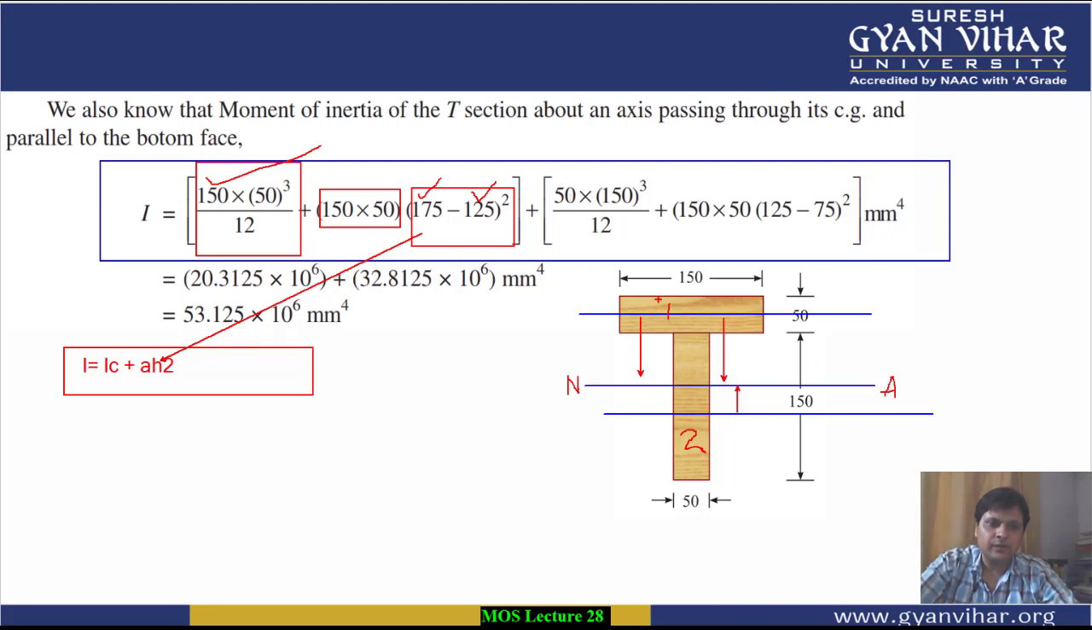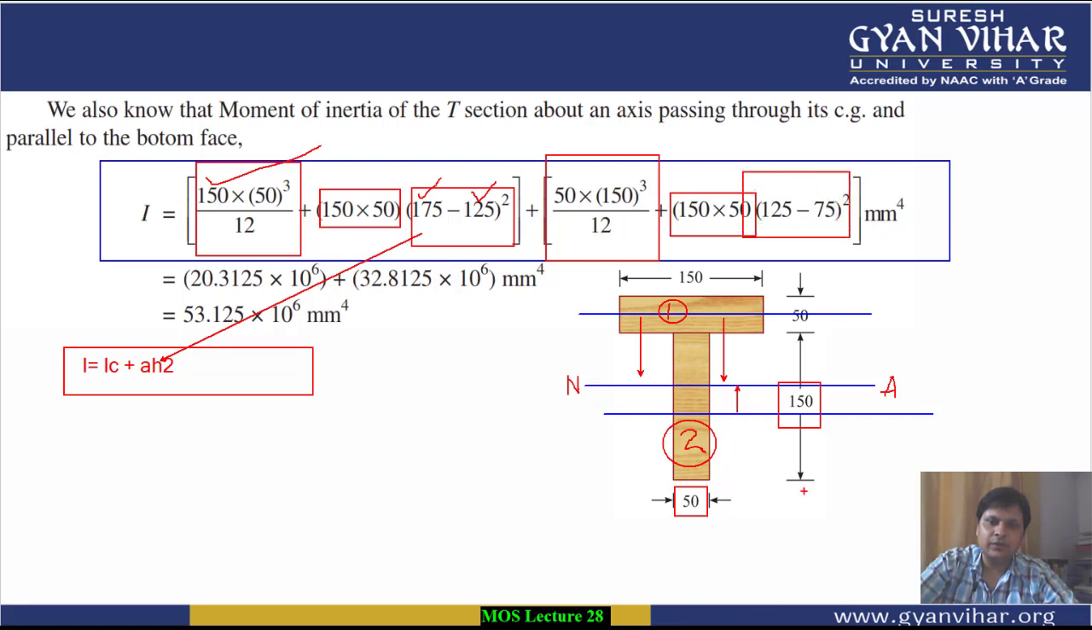Similarly, this was for section 1. For section 2 we will do the same thing. The moment of inertia of this section will be BD cubed by 12. But here, what is B? Here B is 50, and what is the depth? D is 150. So this will be changed, and then plus AH square.